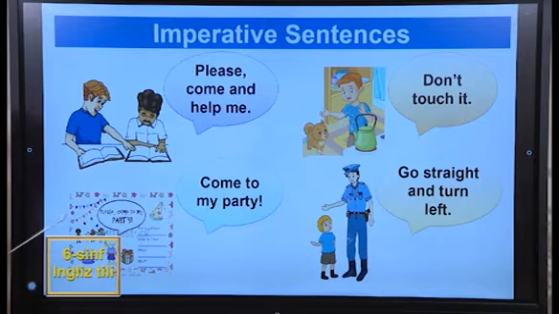And in the last picture, go straight and turn left.